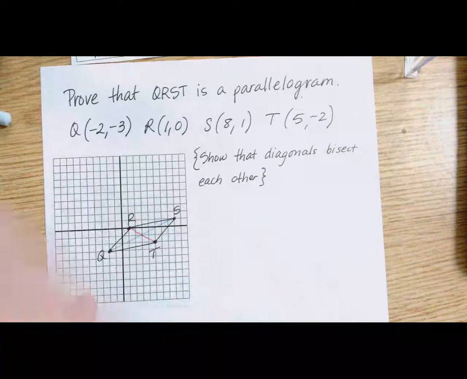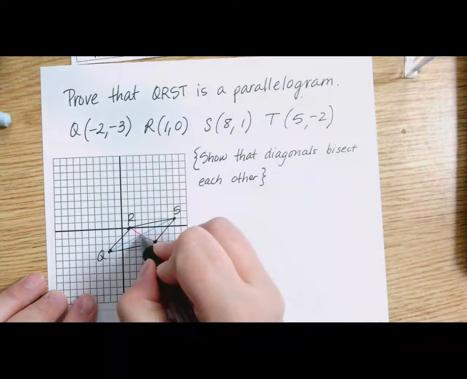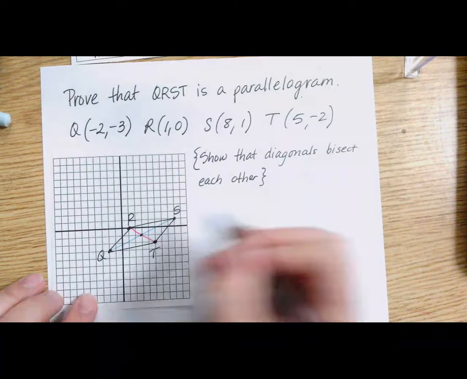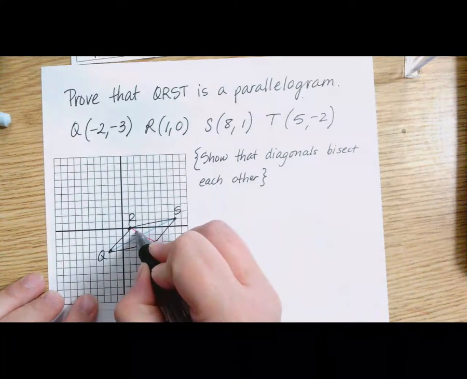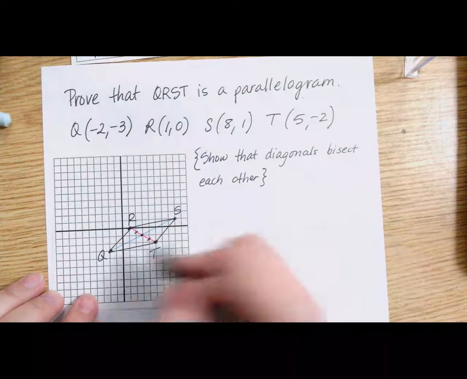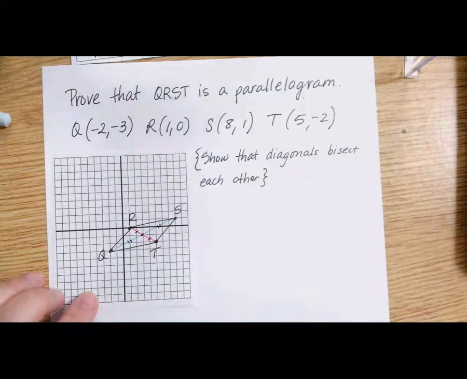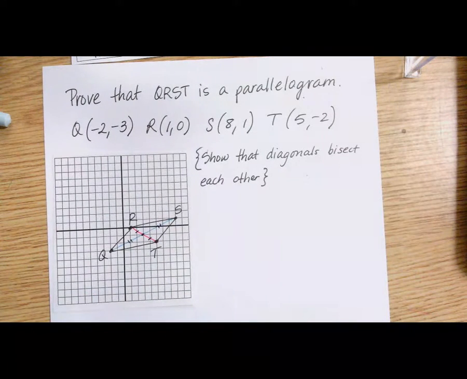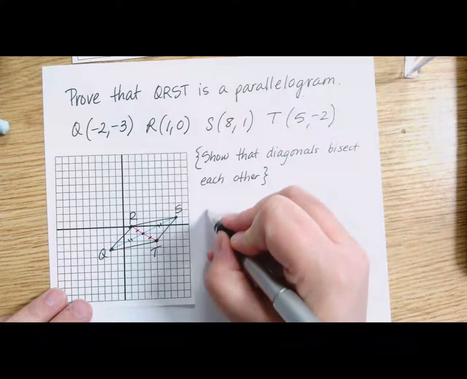But if we can show that the midpoint of RT is 3, -1 and the midpoint of QS is 3, -1, or any other place, they're the same, then that shows that those two segments on either side of that point are congruent, and these two segments on either side of this point are congruent. And that's the very definition of diagonals bisecting each other. So that's what I'm looking for here. RT, I need to find the midpoint of RT.